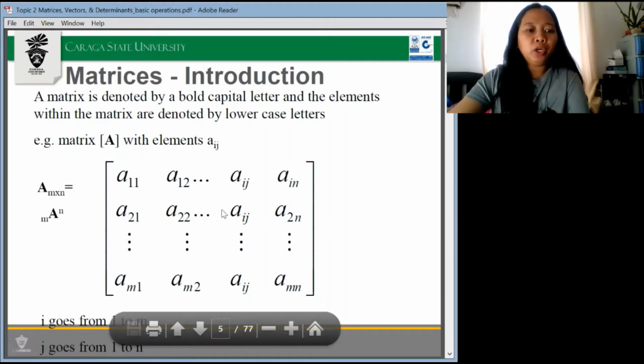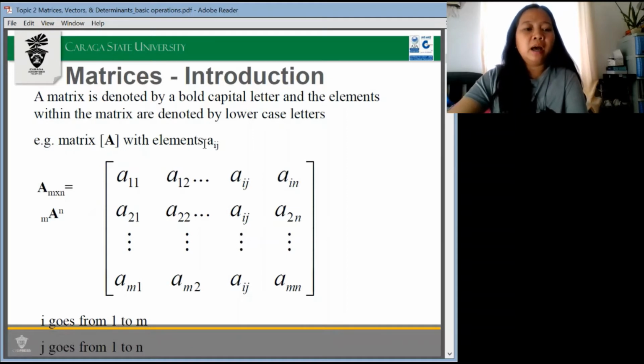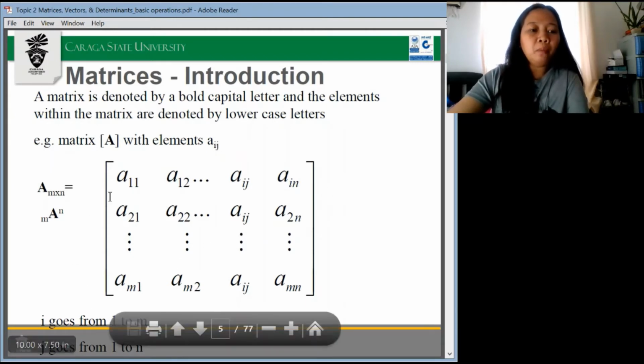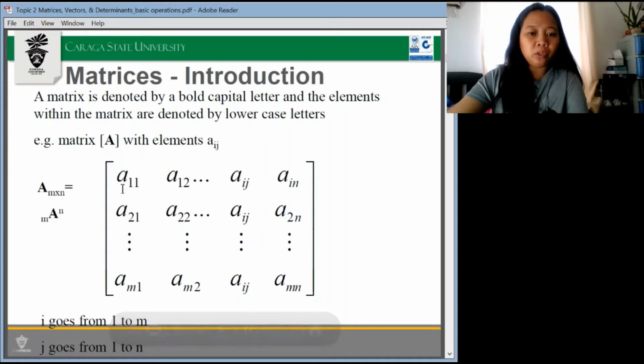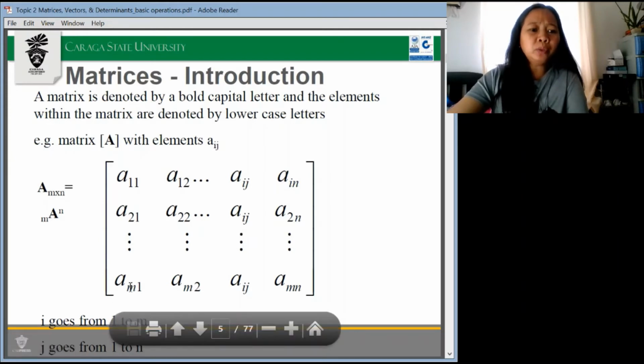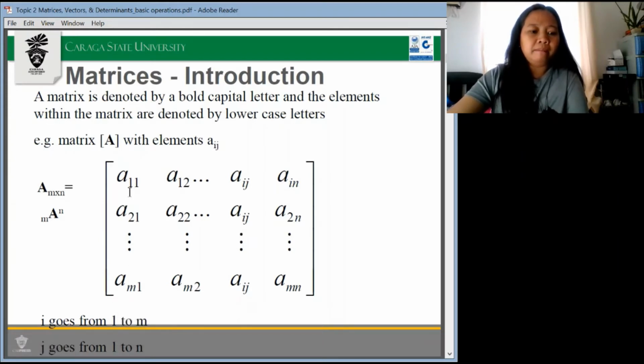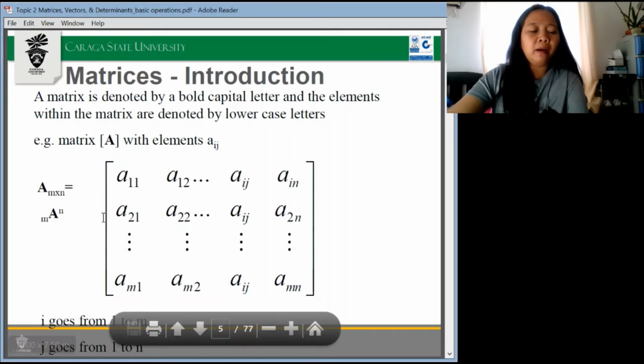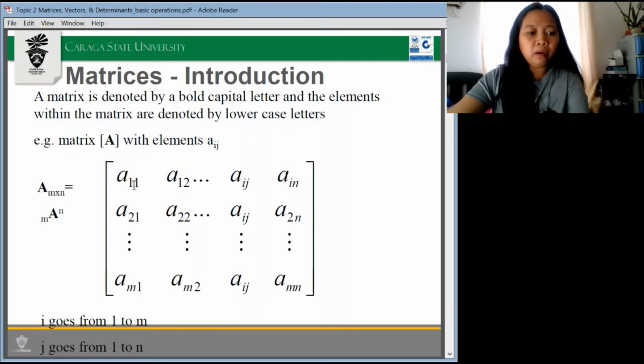Remember, since matrix A is with elements a i,j, then i, which represents the row, goes from 1 to m. Then j, which represents the column, goes from 1 to n. So, understood? Next.